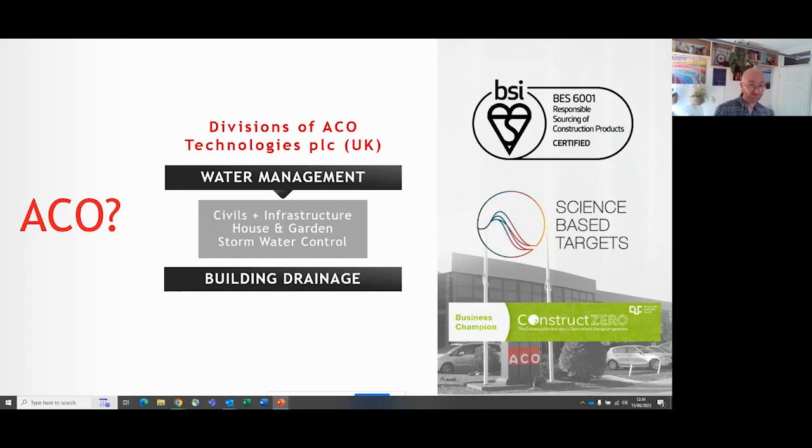But as an organisation, we've been on a sustainability journey. We've signed up to many different things. We've got BES Responsible Sourcing Certification, to name one, which has recently been achieved with a very good rating. We've run an environmental management system for many years. We've signed up to science-based targets. We were an inaugural member of the Construct Zero program. That's the construction industry's response to net zero carbon emissions. And we're also about to sign up to the UN Global Compact and fill out the necessary paperwork for that.